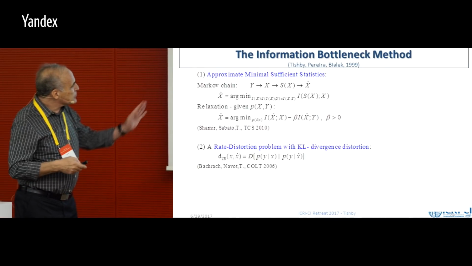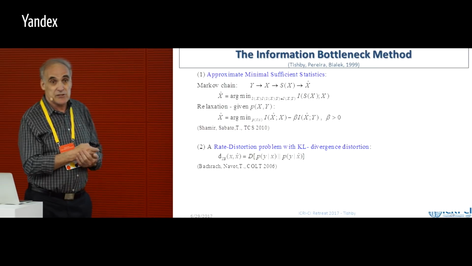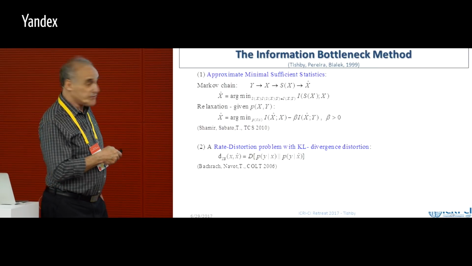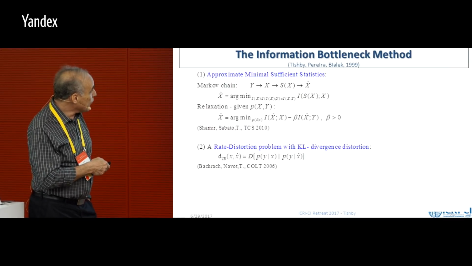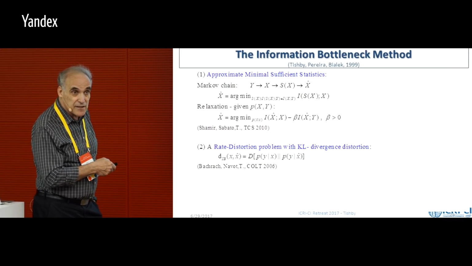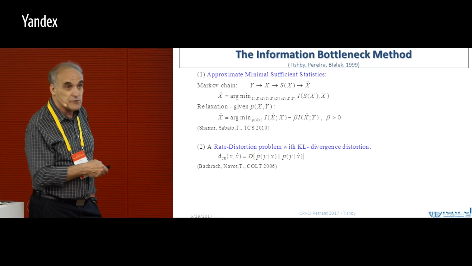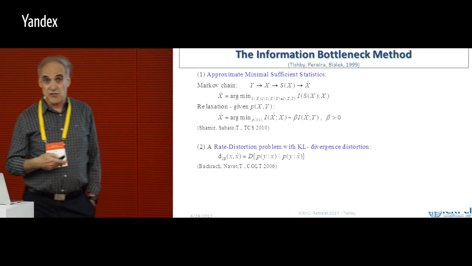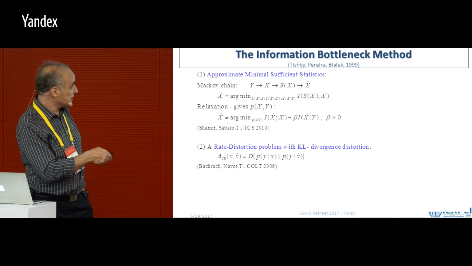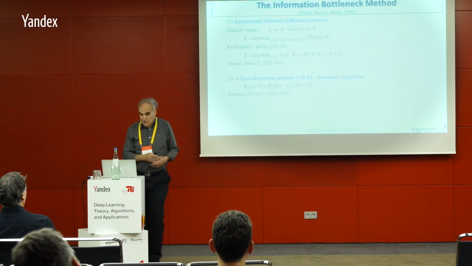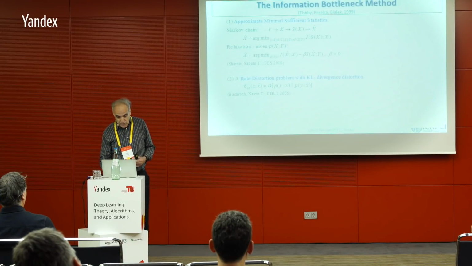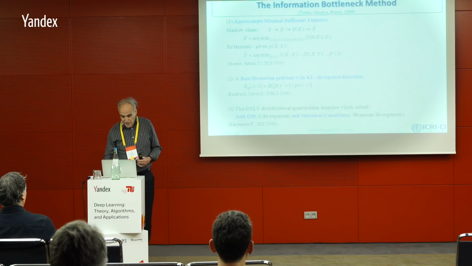And it can, of course, be formulated as some sort of rate distortion problem with a very specific distortion function, which is precisely the KL divergence between how well you predict Y from the original X versus how well you predict Y from any compression of X or any statistic of X. And if it's a perfect sufficient statistic, the distortion is 0. Otherwise, this distortion is directly related to the mutual information between Y and X hat.